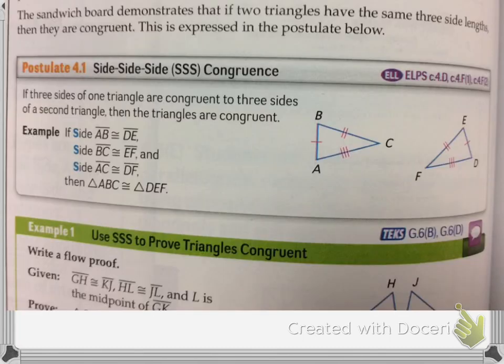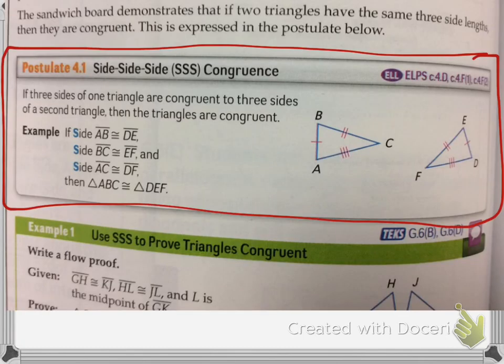Let's find out. Okay, so here's postulate 4.1 to start us all off. Notice this is a postulate, so this is not a theorem. This is something that you kind of have to accept as being true. We showed that if we have all three sides congruent and all three angles congruent, then we can assume that the two triangles are congruent. So now we're saying that if we at least have the three sides congruent, then we can say that the triangles are congruent. So how do I prove that?